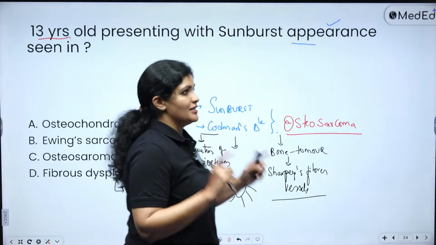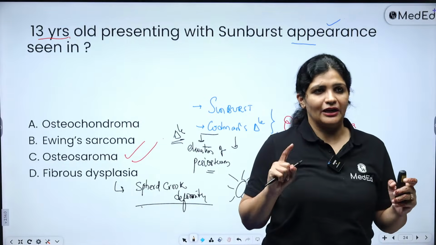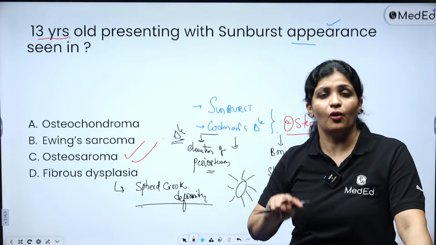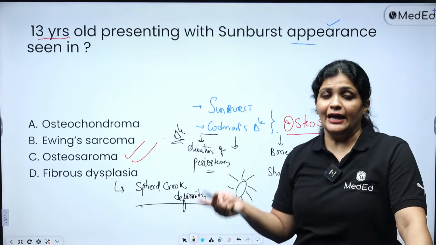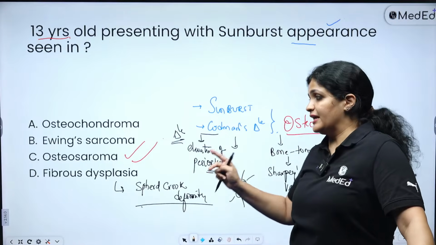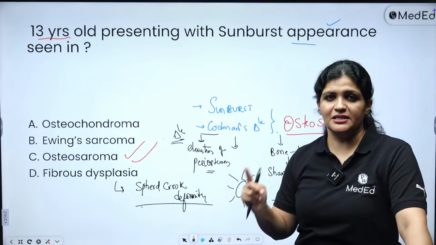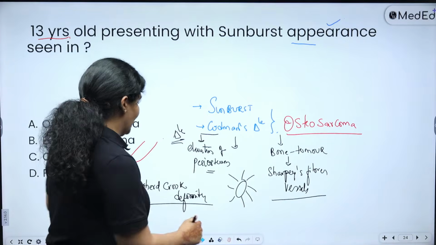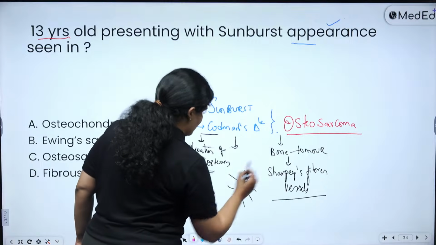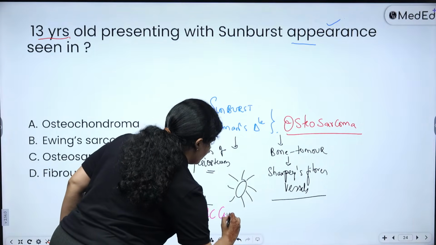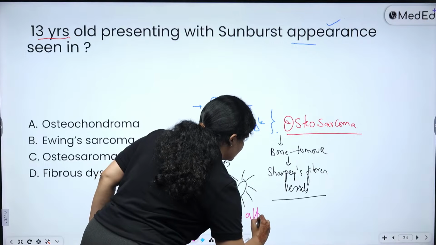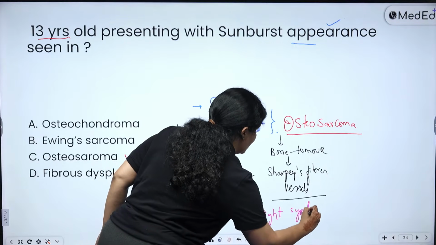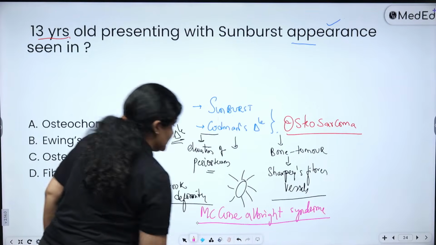And they have even asked you McCune-Albright syndrome. So what is McCune-Albright syndrome? Whenever you see fibrous dysplasia in multiple places, that is polyostotic fibrous dysplasia, along with precocious puberty, you see café-au-lait spots, and all these are present in one important syndrome which is called McCune-Albright syndrome. And this is also an important MCQ. It is a syndrome associated with fibrous dysplasia, and you will see café-au-lait spots with precocious puberty and polyostotic fibrous dysplasia. Fine.